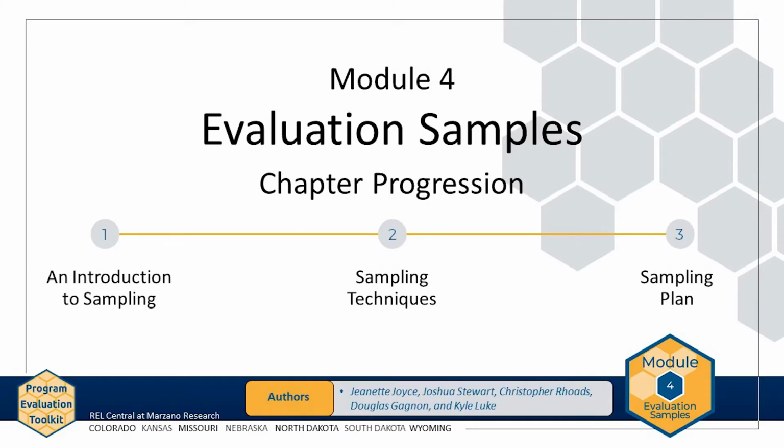This module includes 3 chapters, each focusing on a different component of sampling. Chapter 1 answers the question, "What is the purpose of sampling?" and defines key terms. Chapter 2 answers the question, "What sampling techniques should I consider?" and provides resources and activities for you to practice applying the learnings. Finally, Chapter 3 answers the question, "How do I make a sampling plan?" and will support you in drafting a sampling plan.